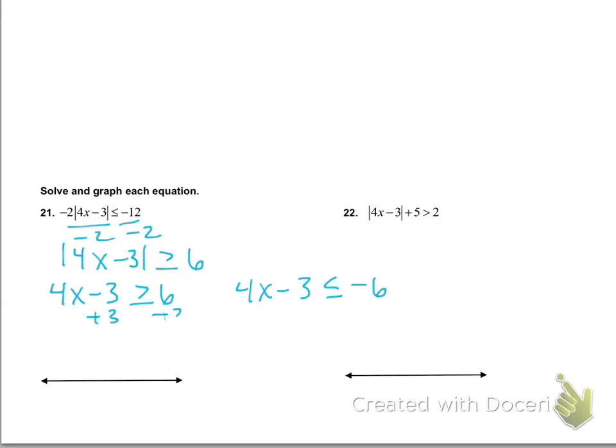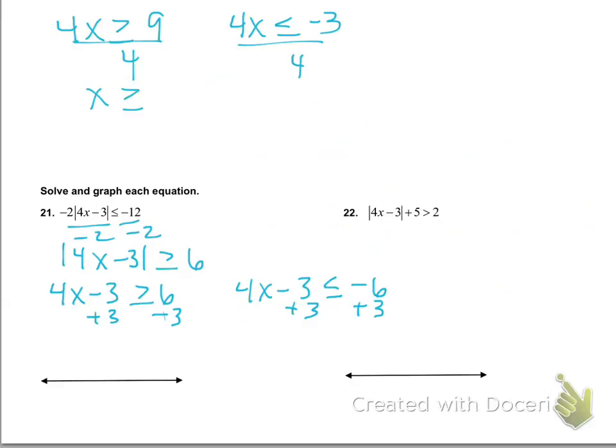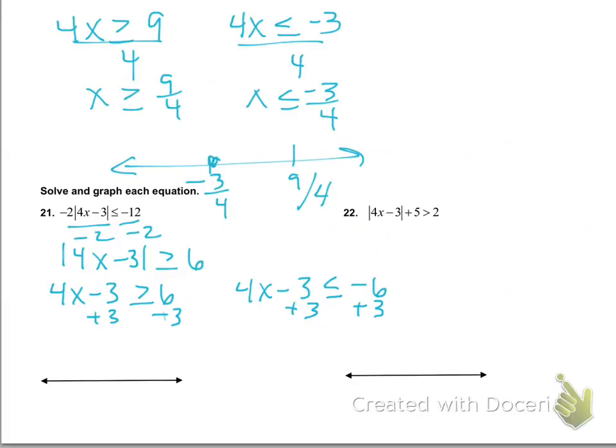I'm going to do my work at the top in a second here. So it becomes 4x is greater than or equal to 9, and 4x is less than or equal to negative 3. Divide by 4, so x is greater than or equal to 9 over 4, and x is less than or equal to negative 3 over 4. Put the negative on the negative side, the positive on the positive side. They're both closed dots. This one is shaded to the left, and that one is shaded to the right.